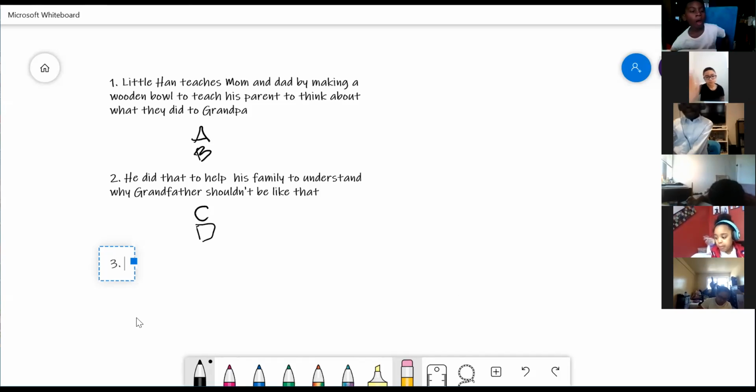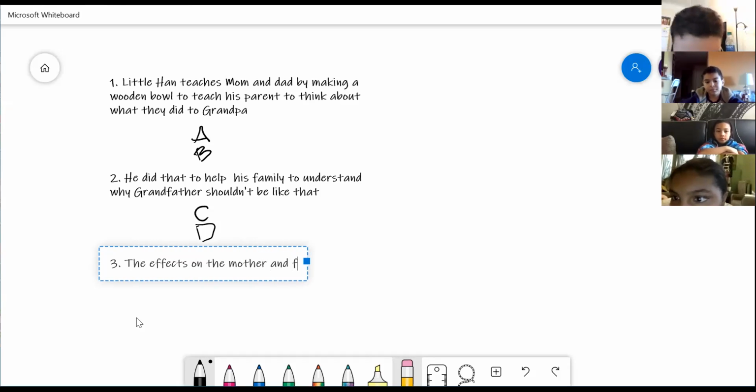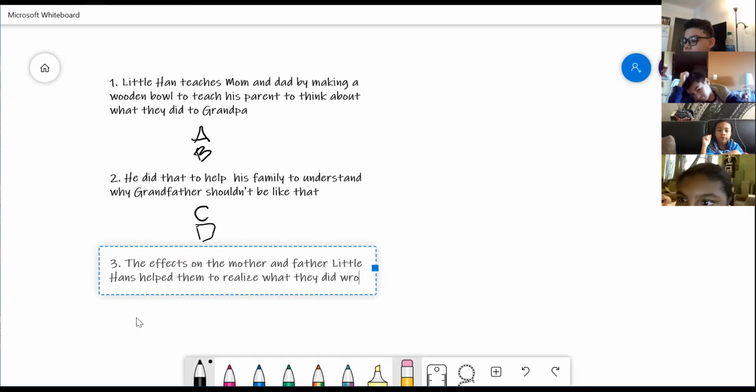So can someone talk to us about the effects on mother and father first in their claim? Going to Milan. The effect on the mother and father, because little Hans made them realize that they have been treating him the wrong way, so they are giving him another chance. What do we think, guys? Agree, disagree. Yeah, Milan, that was excellent. Give her 3 claps.